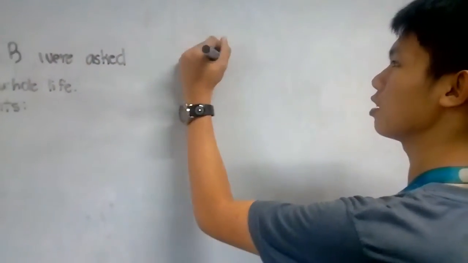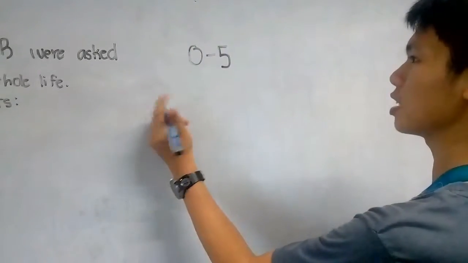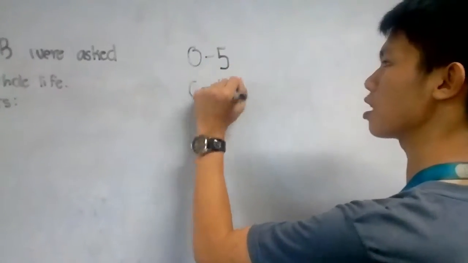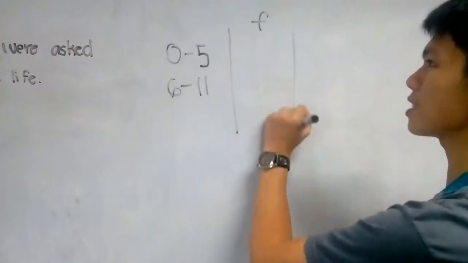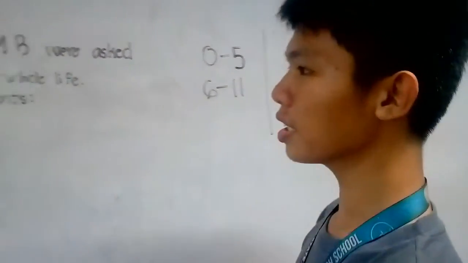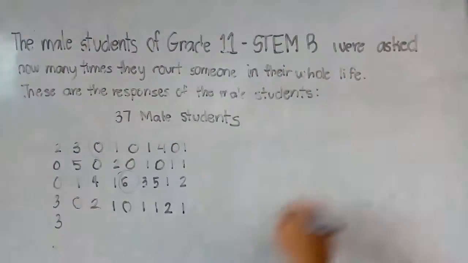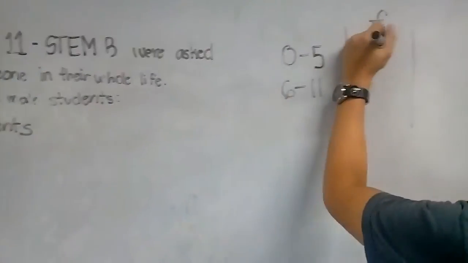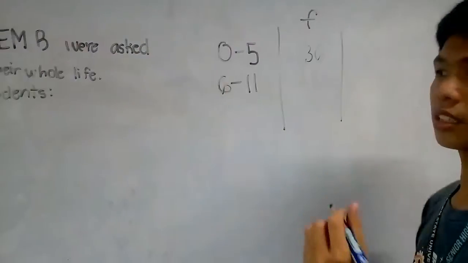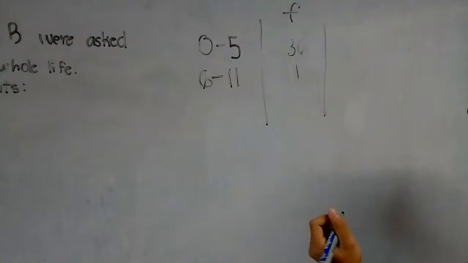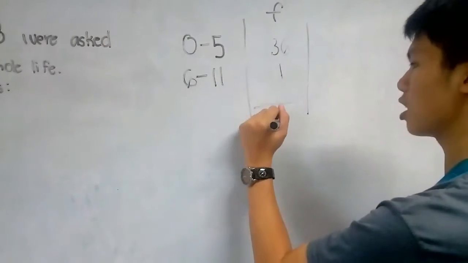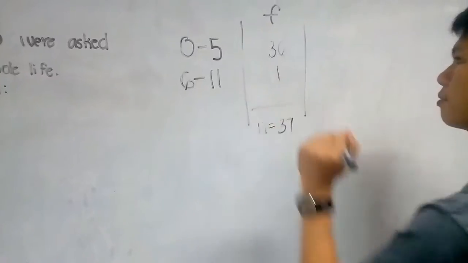So now that we know the class size and the class interval, we can make our table. The first column is 0 to 5 and 6 to 11 because the class interval is 6. And the second column, frequency: how many of the sample fall within 0 to 5? So 36 out of 37 fall within 0 to 5, and the last one falls within 6 to 11. So the total is the number of samples, which is 37.